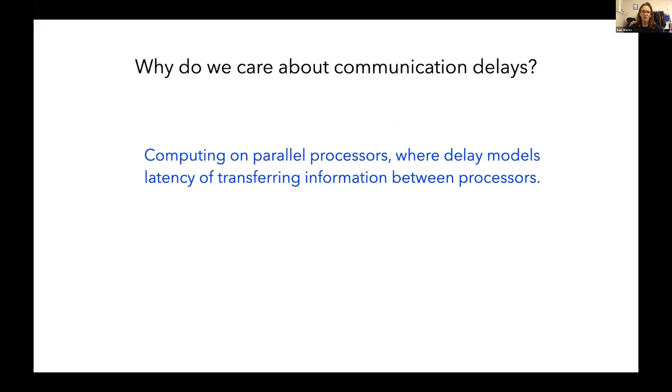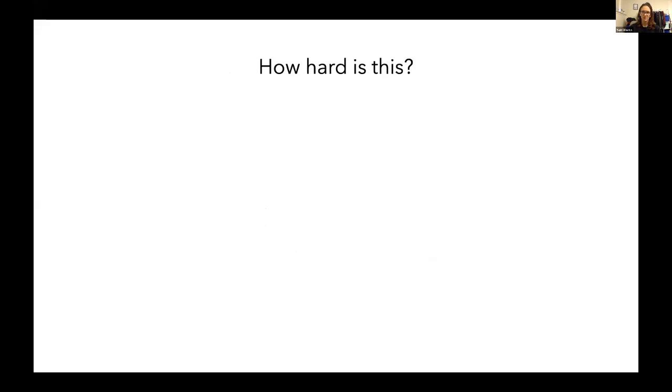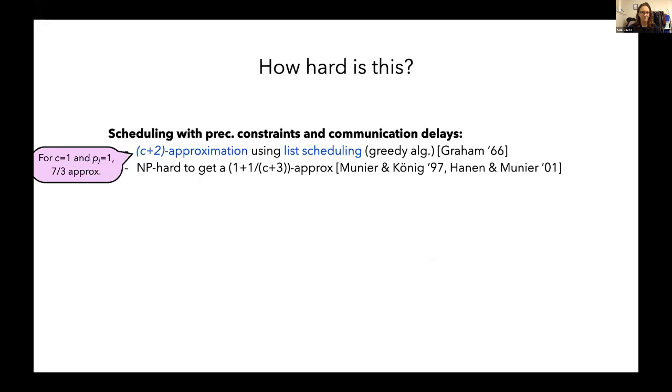Moving on, we care about communication delays because they model the delay of transferring information between processors. You can think of what happens when the output of one job is the input of another job and there's latency in transferring that information. This occurs in several settings, relevant in real life and in the scheduling literature. But the point I want to make with these two examples is that sometimes the communication delay, c, can be very large relative to the number of jobs. Recall n is the number of jobs, and you can think of c as being like n to some small power. So this could be a problem if c is so large and you're not being careful about how to account for that communication delay.